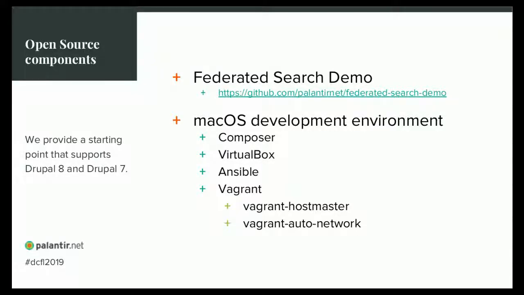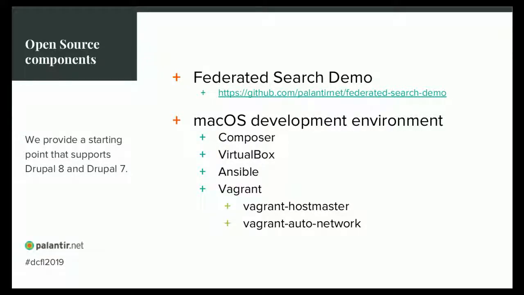So we have a federated search demo project. This is an open source GitHub project. This will download our Mac development environment. This is a great bone of contention among developers. We use VirtualBox, Ansible, and Vagrant. A lot of people use Docker and DDev, and we don't use those things. You can probably run this on that, but we don't support that.